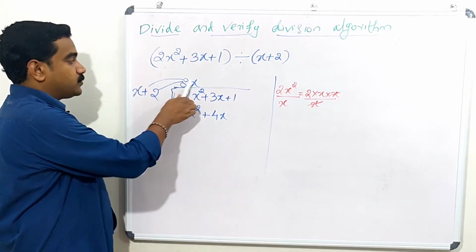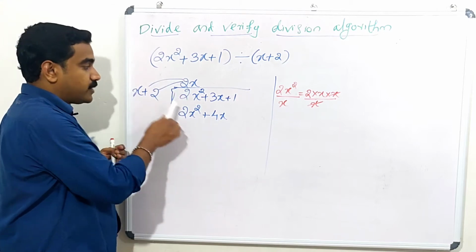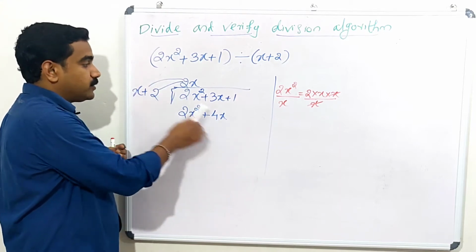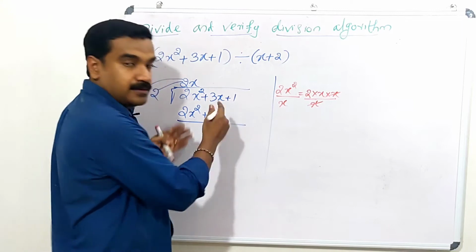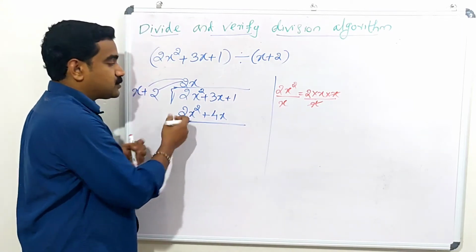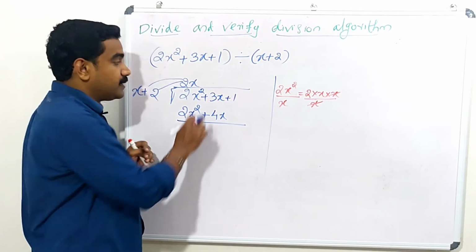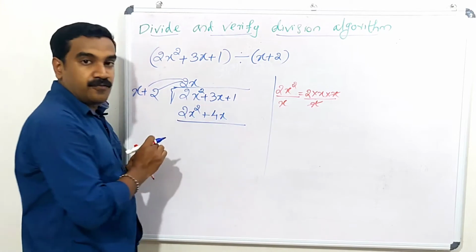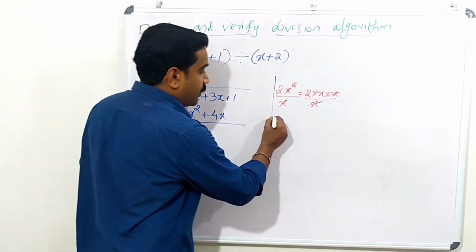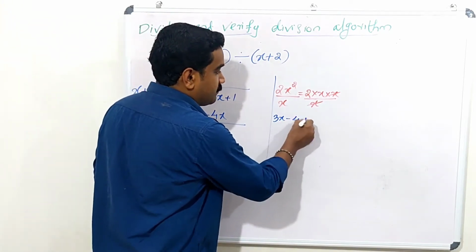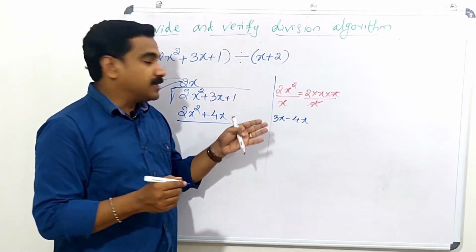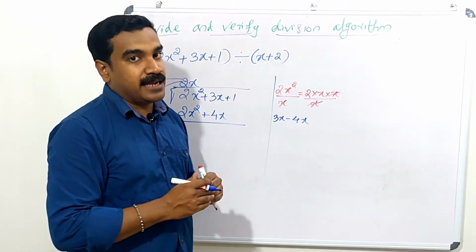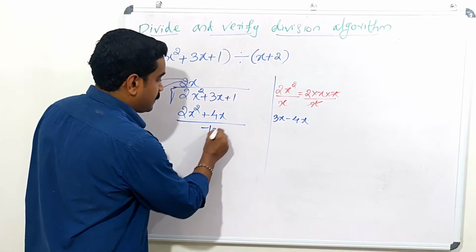What's the step? 2x into x, then 2x into 2. 2x into x is 2x square. Here 2x into 2 is 4x. Then subtract. 2x square minus 2x square, 0. No need to write the 0 here. Then 3x minus 4x. 3 is a small number, 4 is a big number. So 3 minus 4, you will get a negative number, negative 1x.